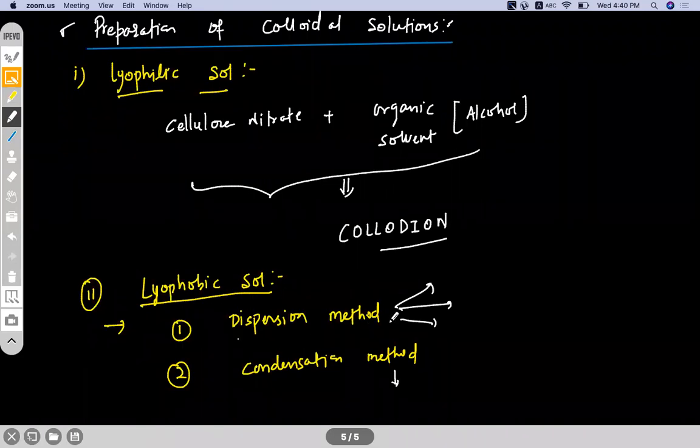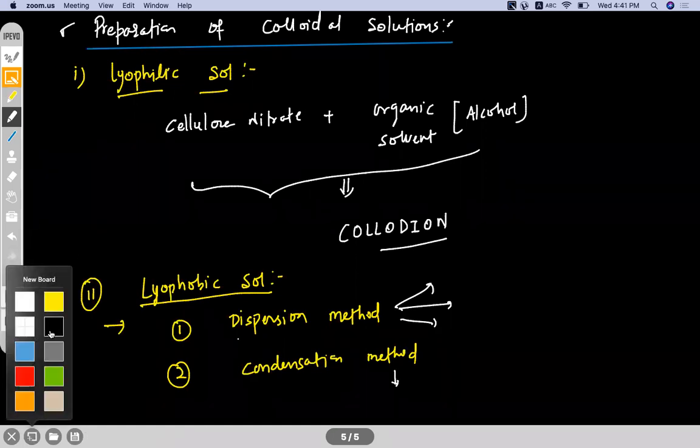So condensation method is not that useful. Dispersion method we are going to use mainly. In this we have three methods in total, but from one or two methods they'll ask questions. Condensation is not that important, so we are not doing all these things. So dispersion method, we have three types, like I said.